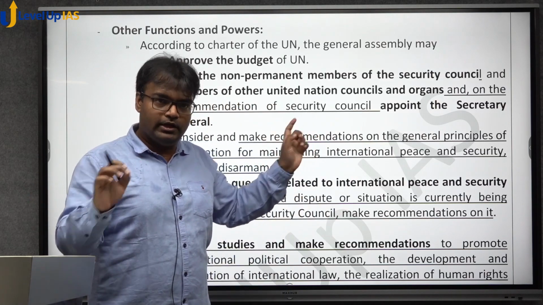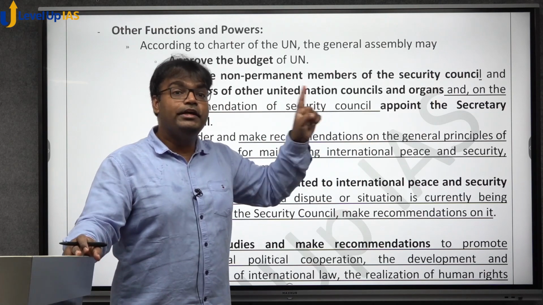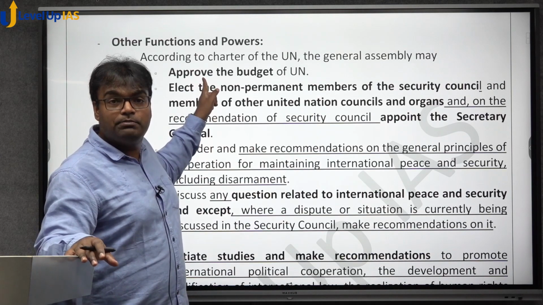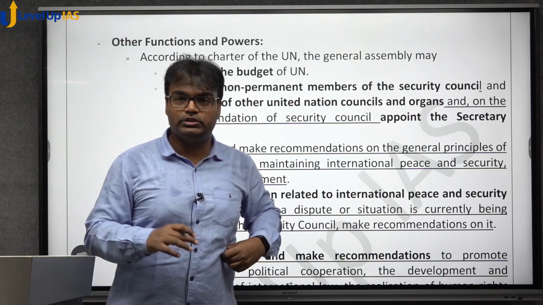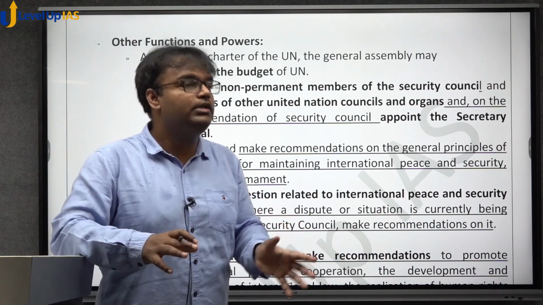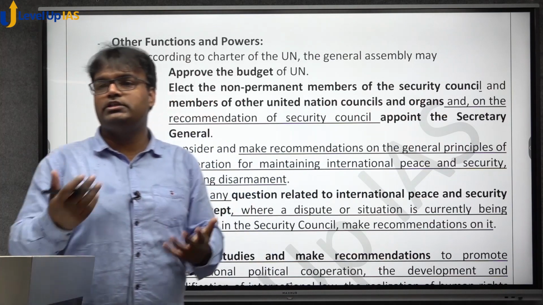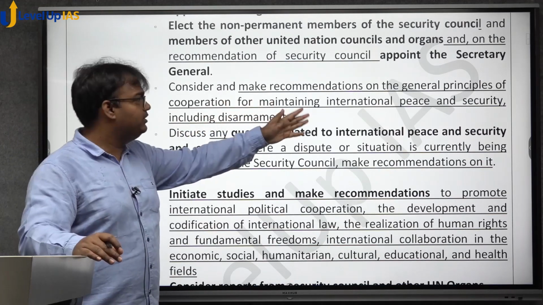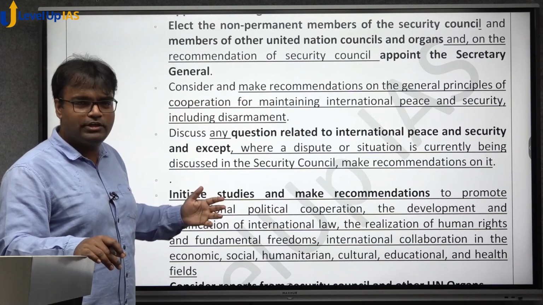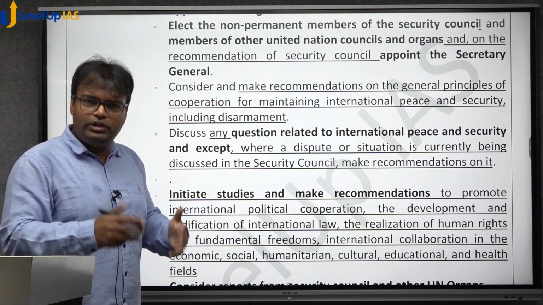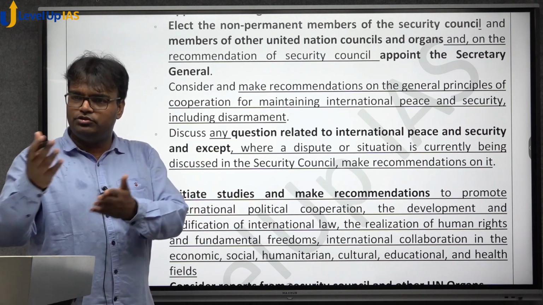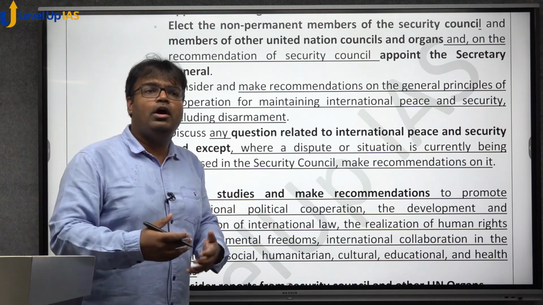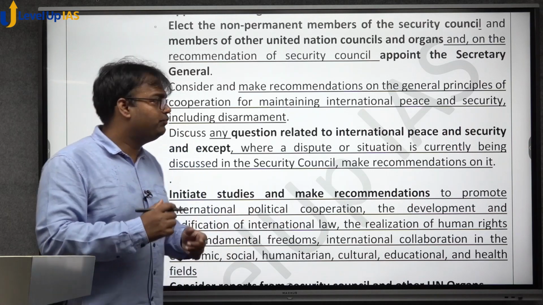It is headed by the Secretary General, and this Secretary General is also appointed by the United Nations General Assembly, but on the recommendation of the Security Council. So first the Security Council will give a recommendation that this person should be appointed, and then the United Nations General Assembly appoints him. Then in other functions, it makes recommendations on general principles of cooperation for maintaining international peace and security in general. Because it's a key deliberative body, it will give recommendations. The United Nations General Assembly may also give suggestions on how the Myanmar conflict should be reduced. Those kinds of things should happen.